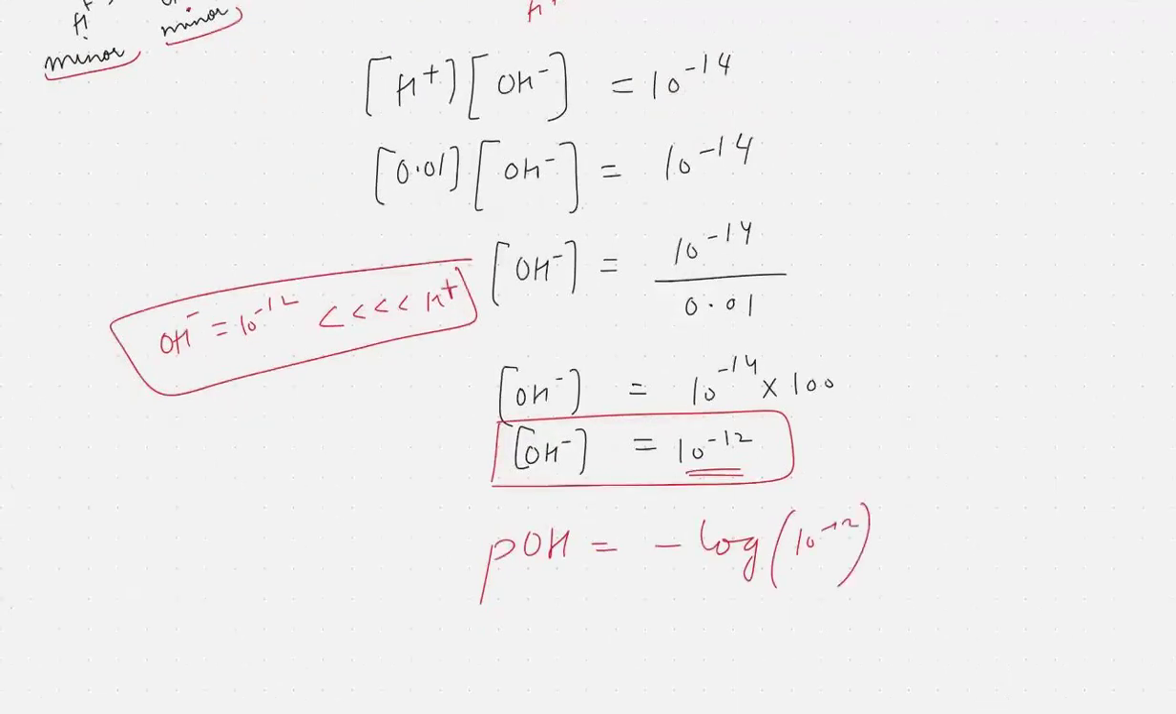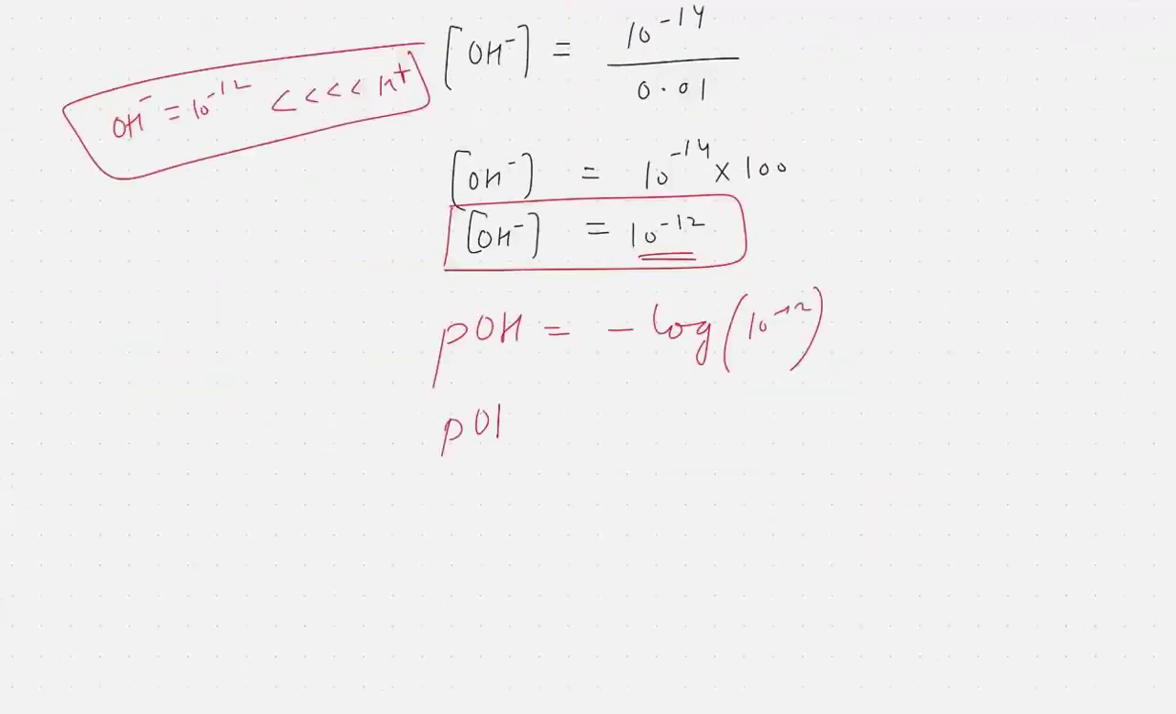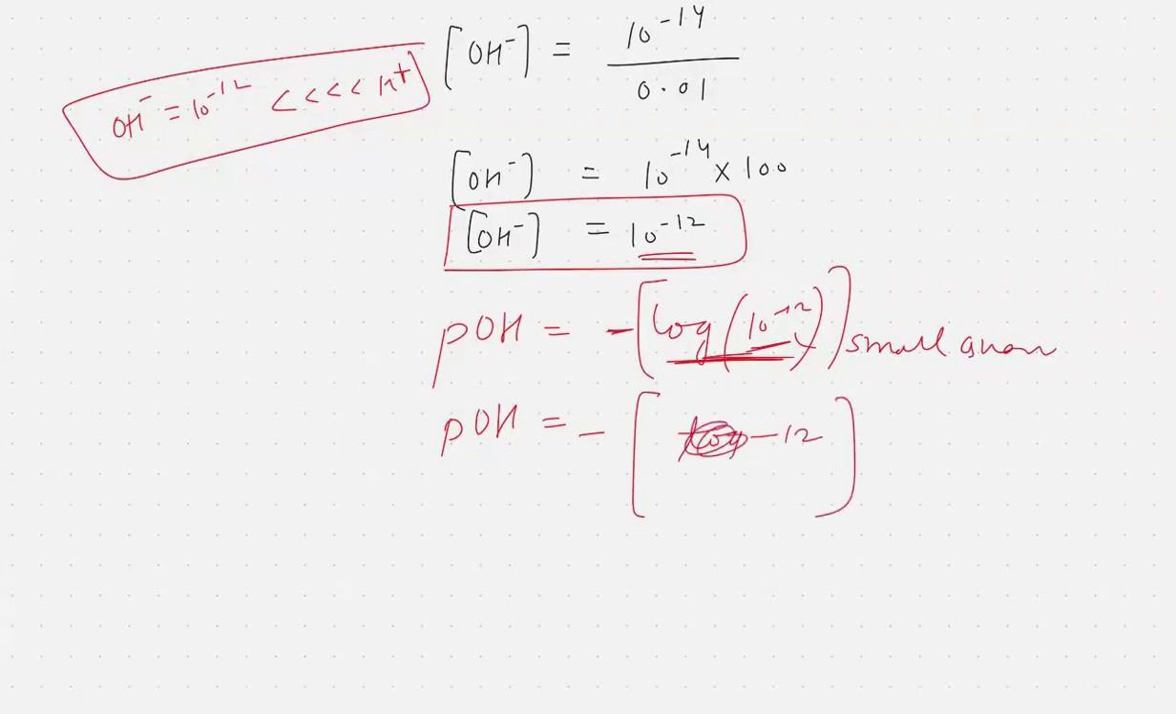So from here, you understand that you can. For pOH, you have 10 raised to the minus 12, which is a very small quantity. If you neglect the minus sign outside, this small value is going to come out to be minus 12. But because of the outside minus, it becomes a plus 12. Do you understand the basic point?